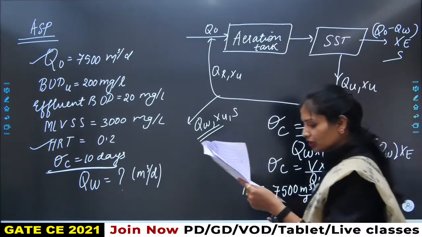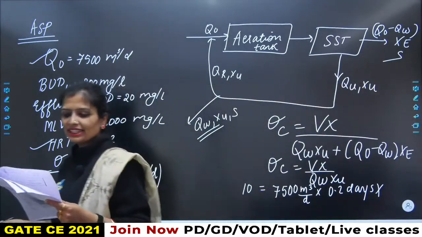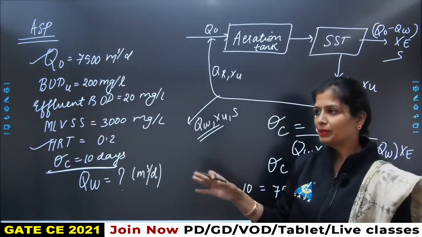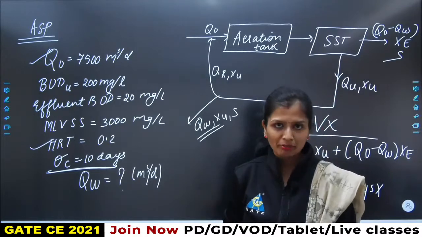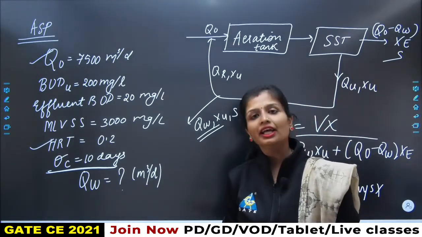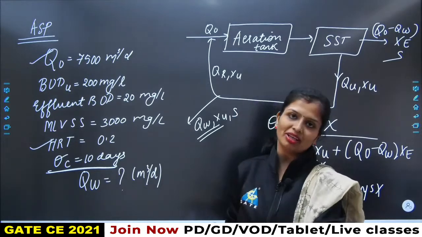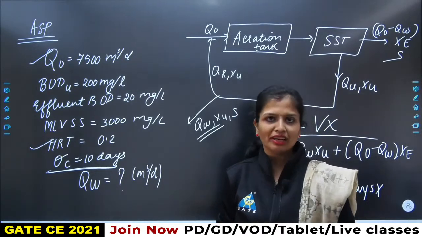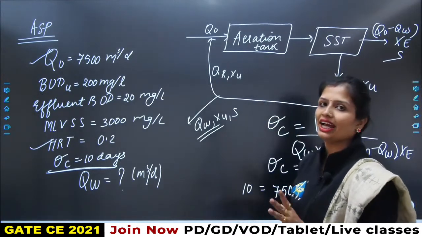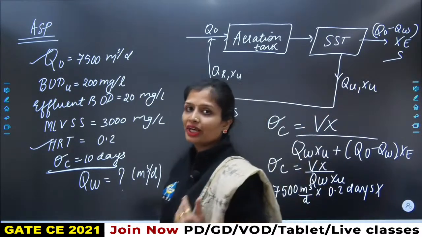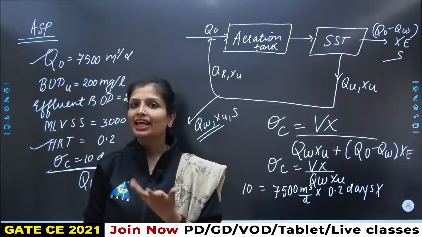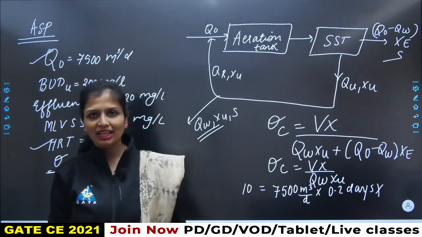In the question, what is X? X is MLVSS. They have directly mentioned mixed liquor volatile suspended solids. This is the memory based data. If in the question MLSS was also given, then also you have to go for MLVSS rather than MLSS, because we know that in MLVSS inorganic matter is excluded, so there is more precision in MLVSS rather than MLSS.